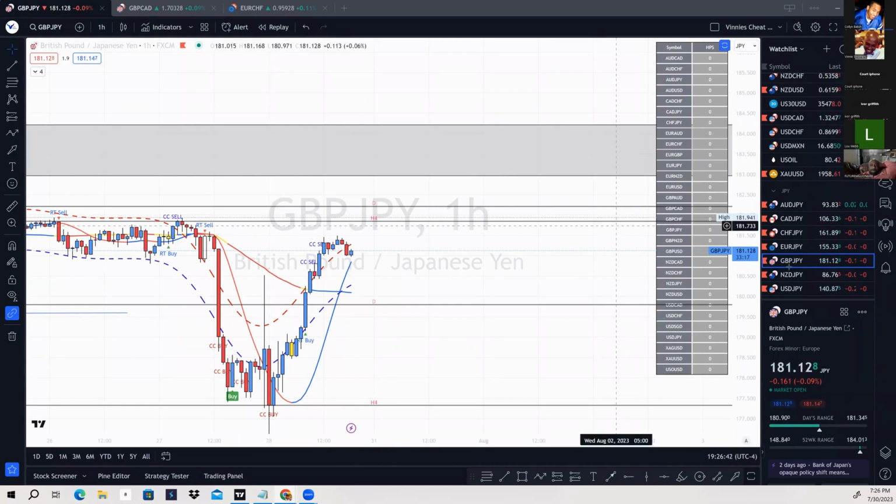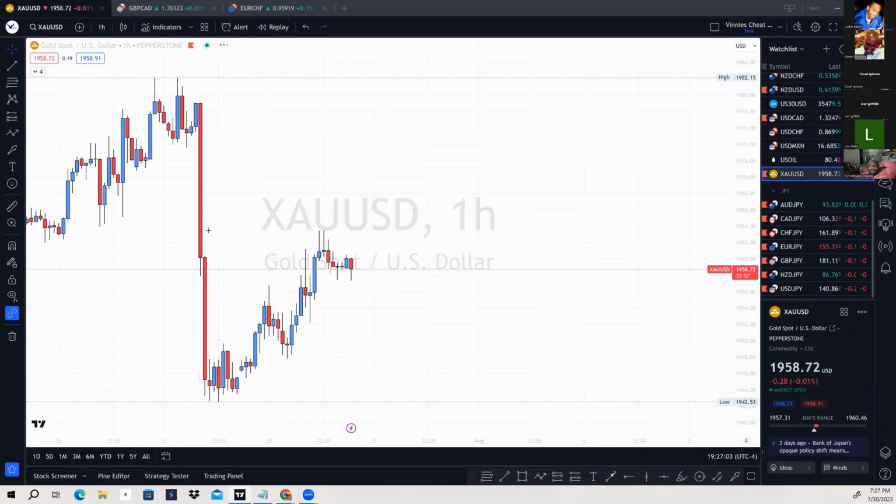Those are the trades that we're going to be looking out for at the beginning of this week. As the week progresses, going into Tuesday and Wednesday, I will update you guys within our Telegram group on different trades that we're looking at, and different setups. But for right now, that is what I'm looking at. Let's go over gold real quick.